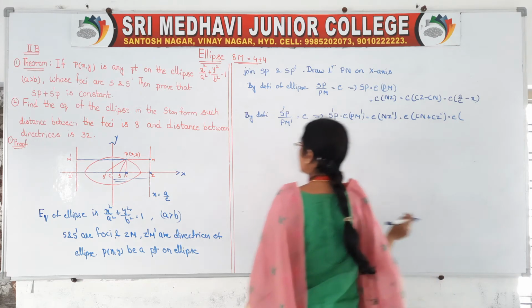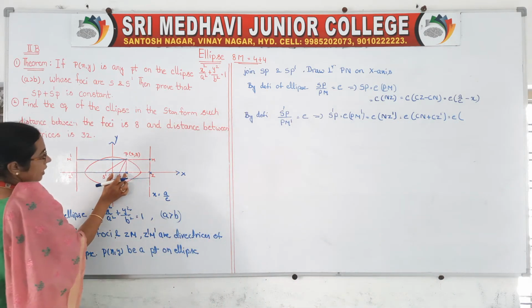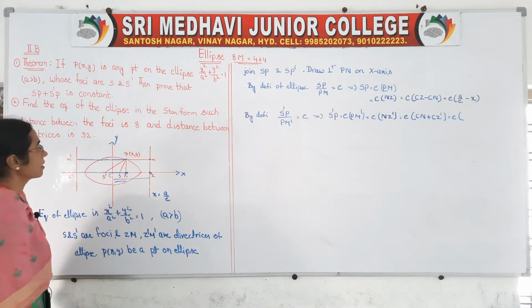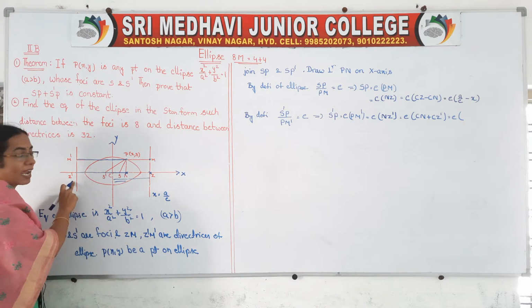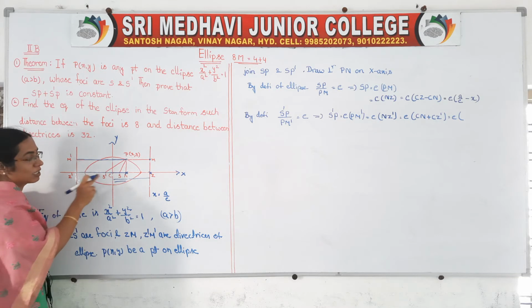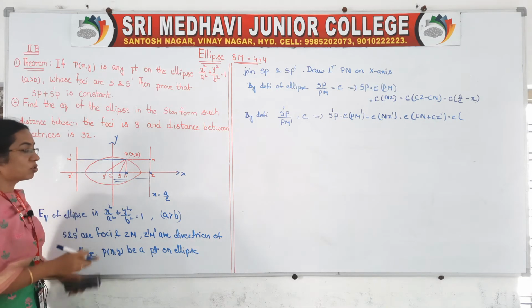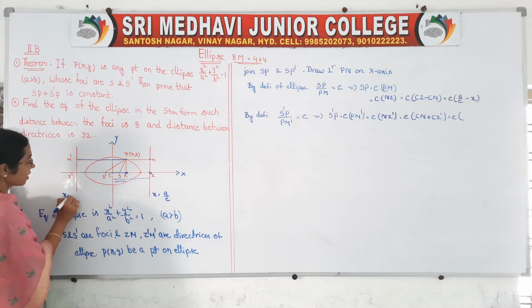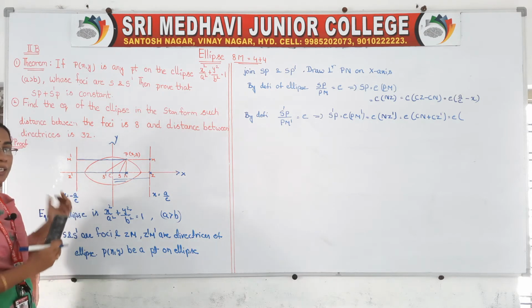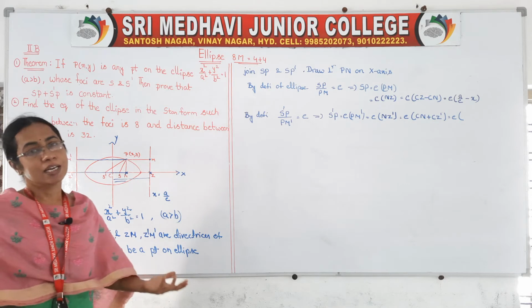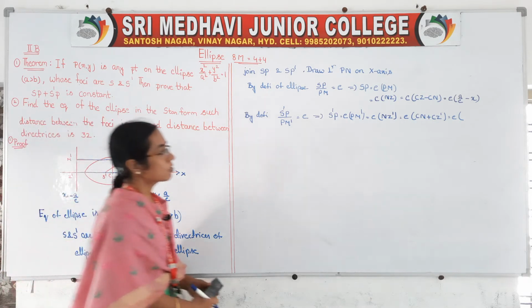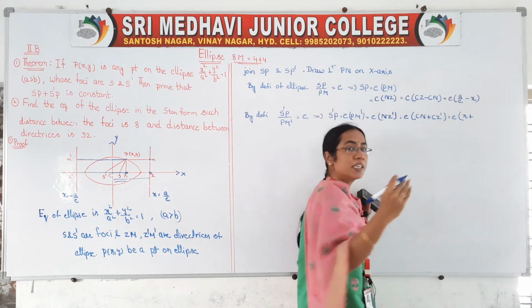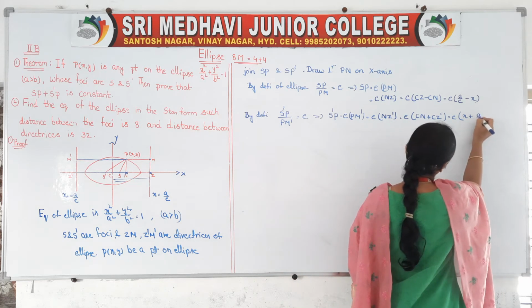E is equal to CN. See here, CN, as I already said, is exactly the same as this. This is nothing but our small x. Next it is CZ dash. What is this? It is the distance from center to directrix. Already I said center to directrix is A by E. It is on the left side, that's why this line's equation we write x is equal to minus A by E. But if we take only distance, it is A by E. So CN is x plus CZ dash, the distance from center to directrix, that is A by E.